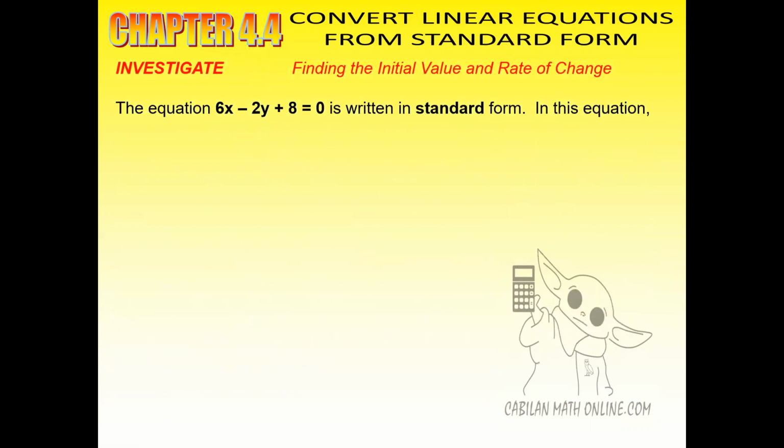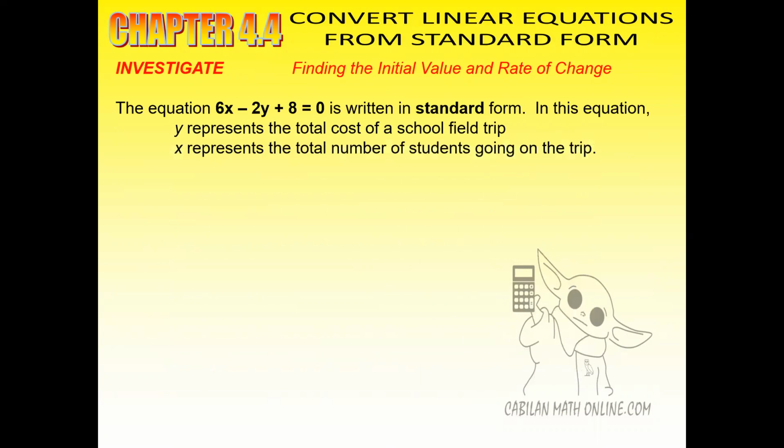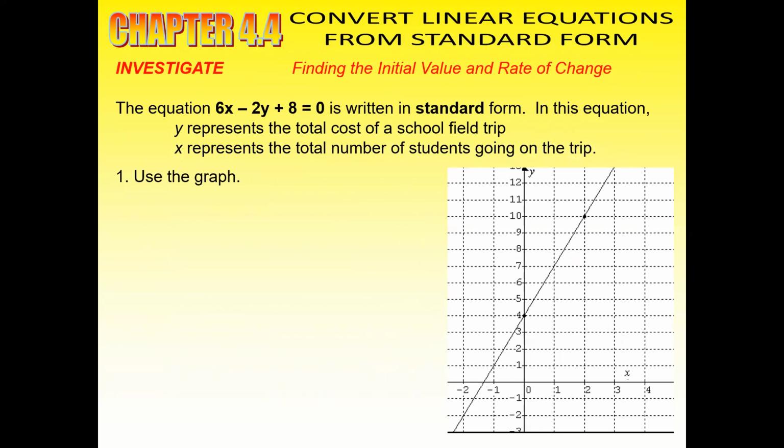For the first example, we want to understand that the equation in standard form and the equation of y equals mx plus b are exactly the same. It says here the equation 6x minus 2y plus 8 equals 0 is written in standard form. As you can see, we have the x, the y, and a number all on one side, and 0 on the other. In this example, y represents the total cost of a school field trip, and x represents the total number of students going on the trip. We're going to take the graph and break it down in terms of how we did it in the previous lesson.